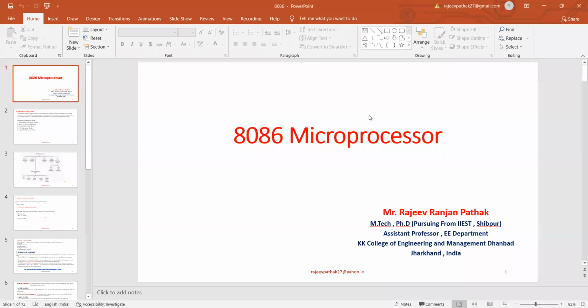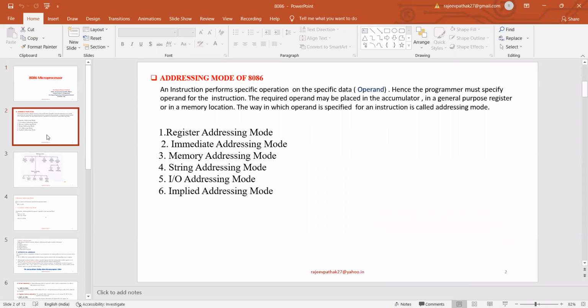So today I will discuss the addressing modes of the 8086. In the addressing modes of 8086, an instruction performs a specific operation on specific data called an operand, and the programmer must satisfy the operand of the instruction. The required operand may be placed in the accumulator, in a general purpose register, or in a memory location. The way in which the operand is specified is called the addressing mode.